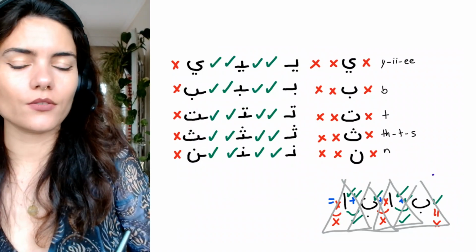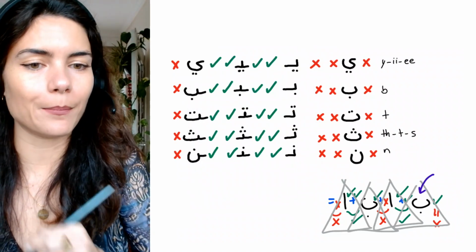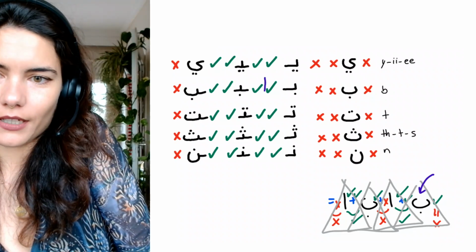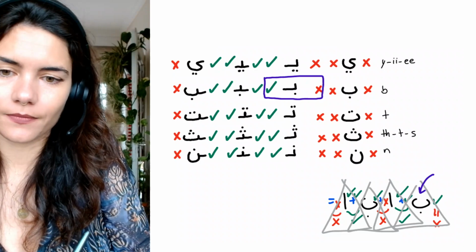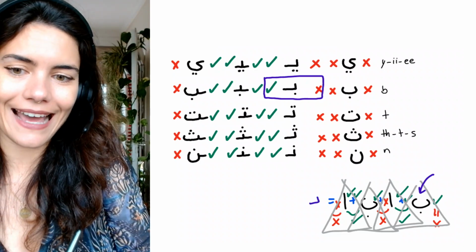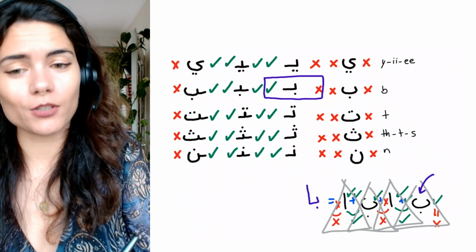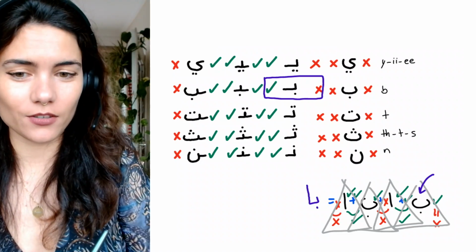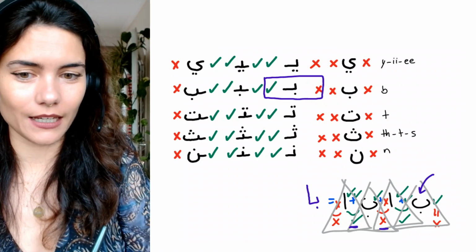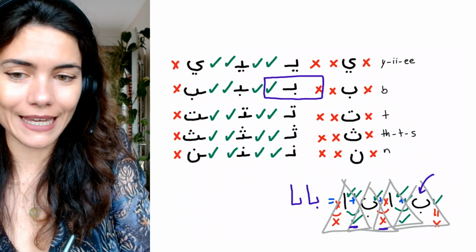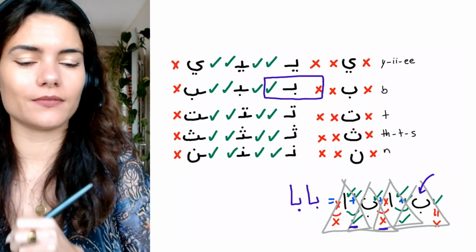Now we just need to find them. We need to find the B with an X and a tick. So we find it right here, followed by the alif connecting. So it's going to connect like that. And then obviously we need to repeat the exact same thing because we need to find the B again with a tick and an X, the exact same shape, followed by an alif that is joining.